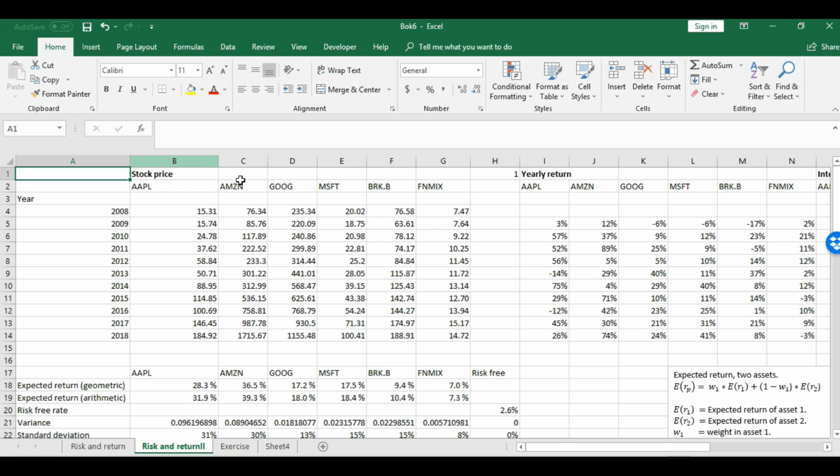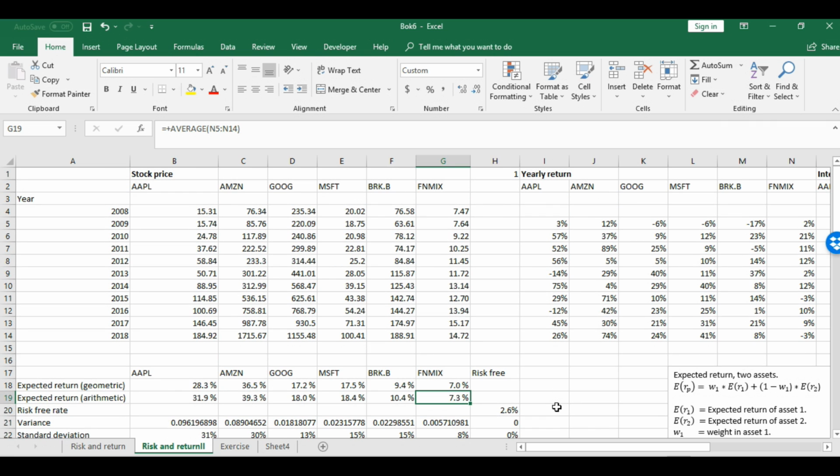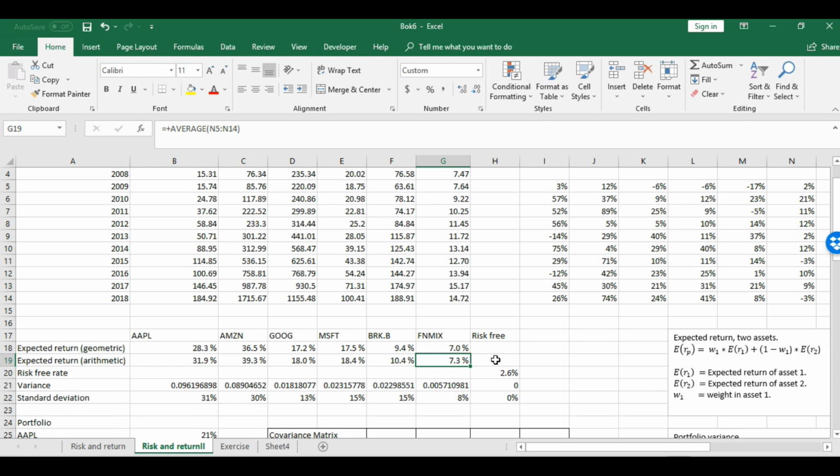Let's include another kind of asset in our portfolio. In this example, we will include the Fidelity New Markets Income, which is a bond fund that holds mostly emerging market bonds. We use the historical return as the expected return. The fund gives us the return of 7.3% and standard deviation of 8%.